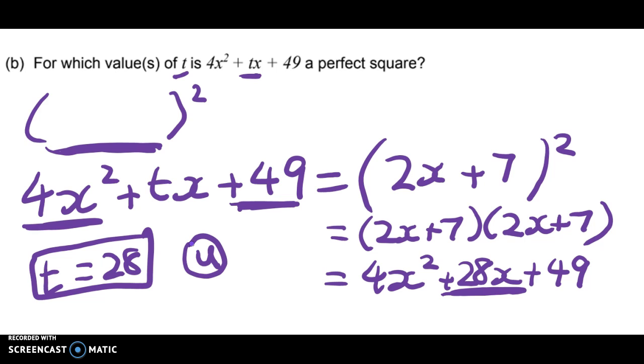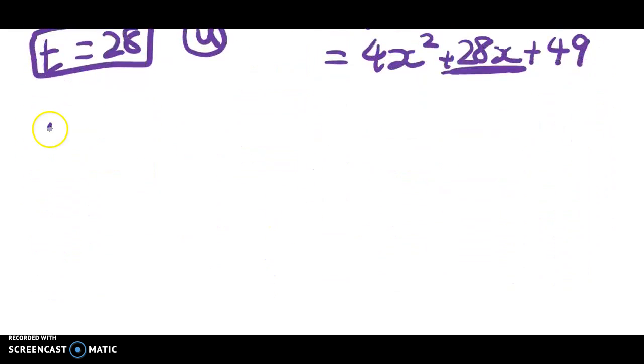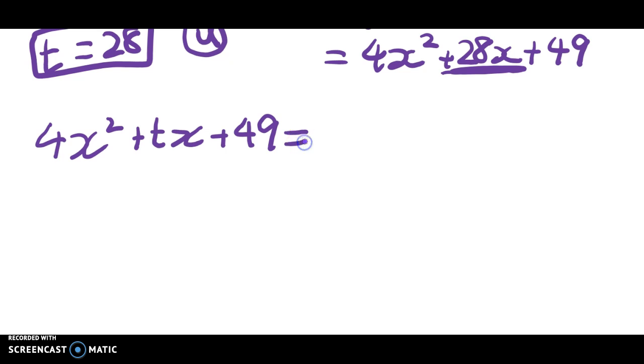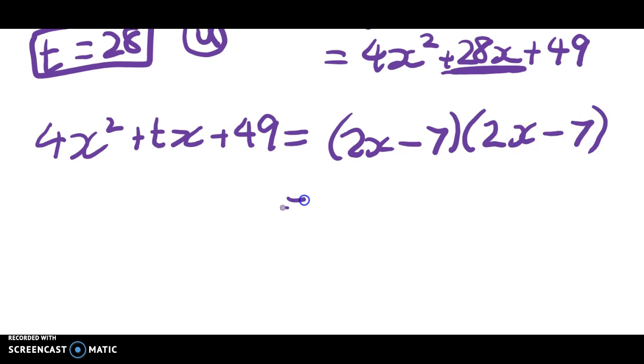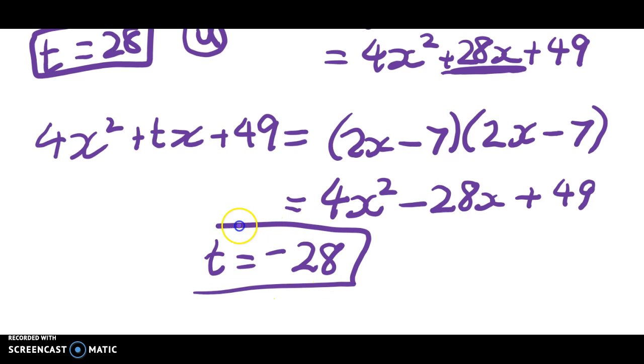Notice in the question, it doesn't say anything about t being negative or positive, so we could also have t being negative. So 4x squared plus tx plus 49 could be 2x minus 7 times 2x minus 7, which would give me 4x squared minus 28x plus 49. So the second value of t is t equals negative 28.